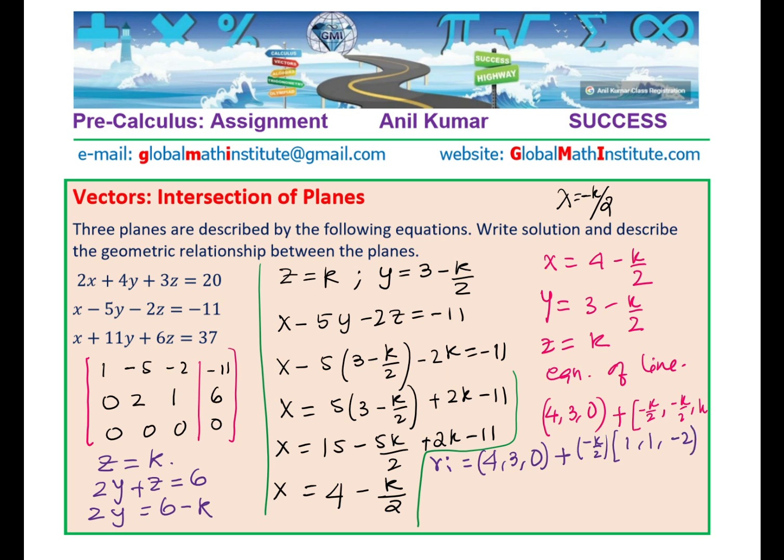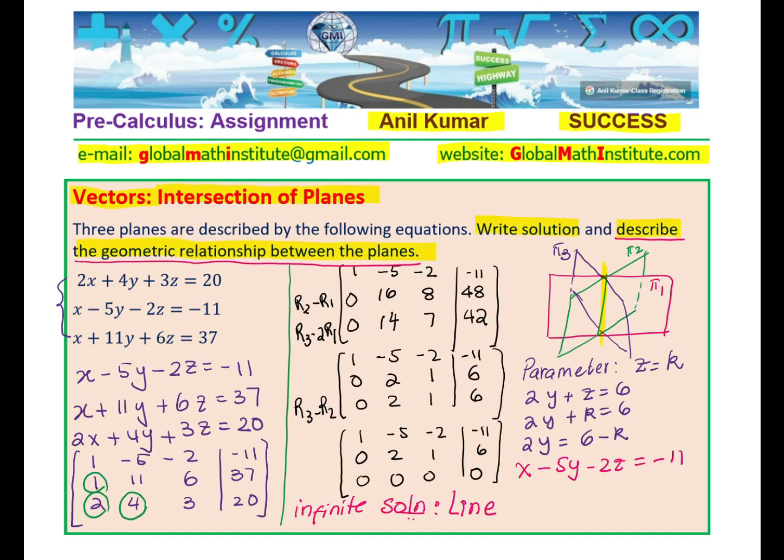Is that clear? Now, minus k by 2 is also constant. So we can write this equation of line as equal to (4, 3, 0) plus lambda, where lambda belongs to real numbers, (1, 1, minus 2). Is that okay? Lambda belongs to set of real numbers. Makes sense? So that is how we can find the equation of line moving forward. Perfect. So as you can see, Gaussian elimination method actually helps us to understand and visualize the situation. Extremely good and simple method to apply. I hope it makes sense.